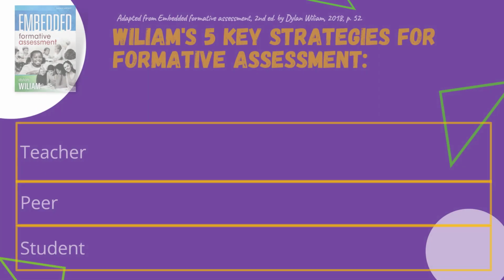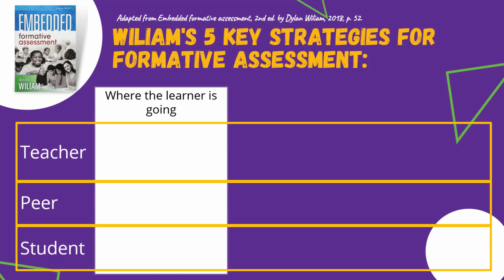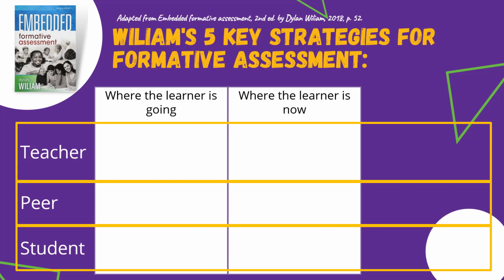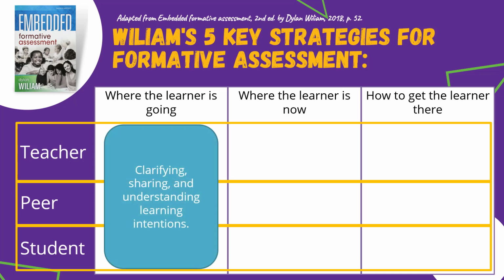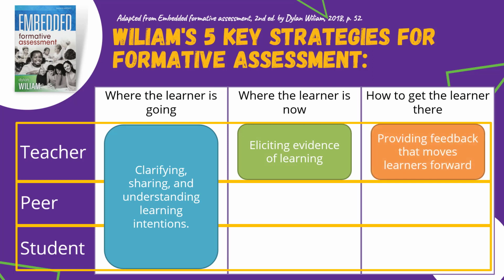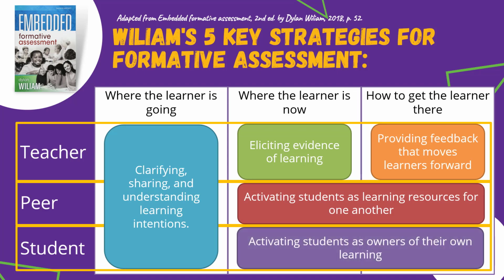These 2 components of formative assessment align with the 5 strategies Dylan Wiliam presents to allow us to help our students in knowing where the learner is going, where the learner is now, and how to get the learner there. The 5 strategies are clarifying and sharing and understanding the learning intentions, eliciting evidence of learning, providing feedback that moves learners forward, activating students as learning resources for one another, and activating students as owners of their own learning.